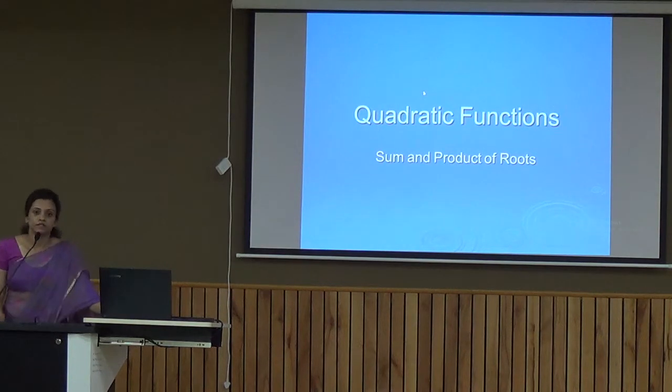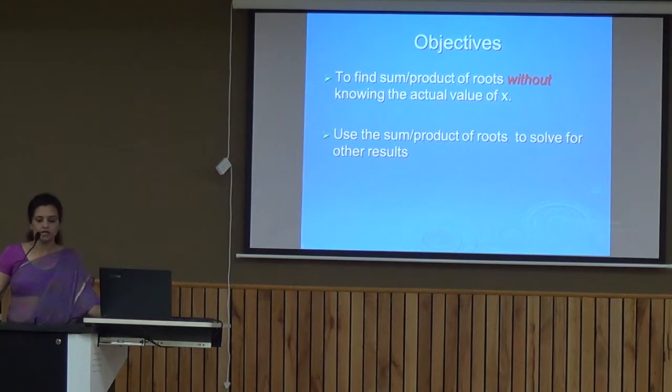Before we move further to this topic, let us recall what is the standard form of a quadratic polynomial. Here we are going to confine ourselves to quadratic polynomials, and remember, the standard form of any polynomial goes in descending order of powers. That is, if it's a quadratic polynomial, first power 2, then power 1, and then the constant. Now the objective here is to find the sum and product of roots without knowing the actual value of x.